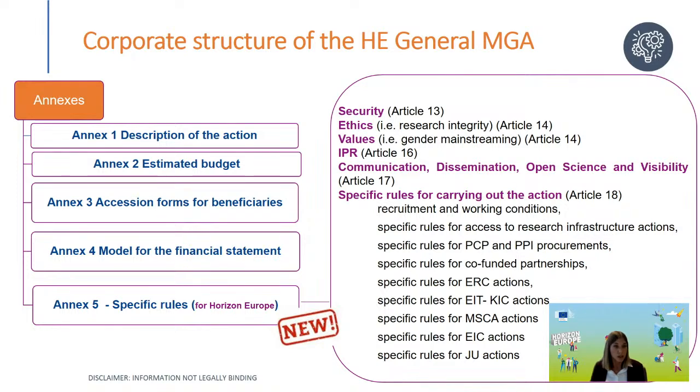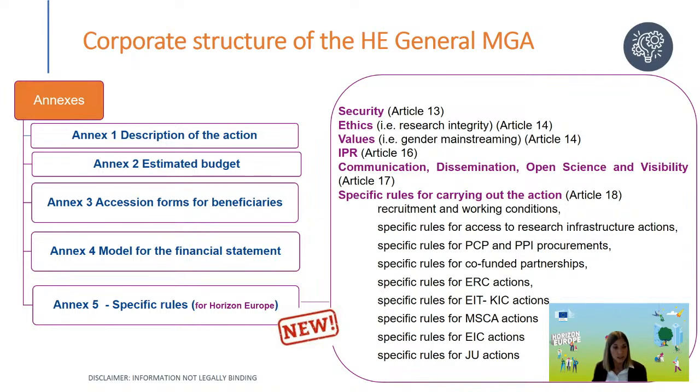You have Annex 2. Annex 2 is the estimated budget for your project, where you have an estimation of your costs under the different budget categories, such as personnel cost, subcontracting cost, and other categories. And there you also have the maximum grant amount reflected.